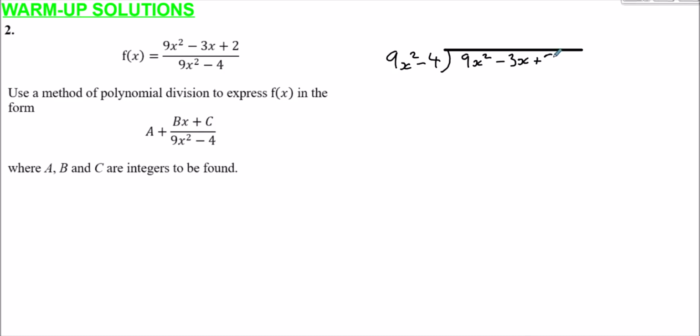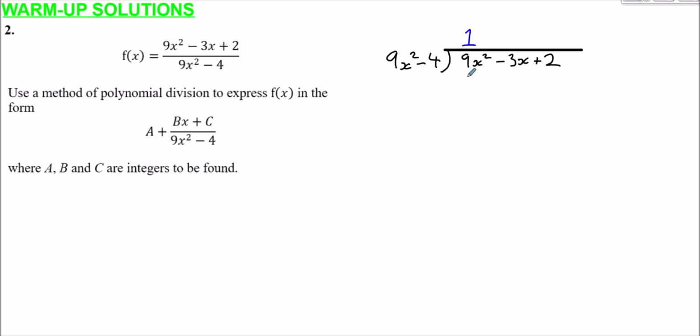So the first thing we do is we take 9x squared and divide by the 9x squared above it. So we take the highest power of x divided by the highest power of x here. This term divided by this term, and obviously that's just going to give us, in this case, 1. So we write 1 here, the next step we do 1 multiplied by 9x squared minus 4.